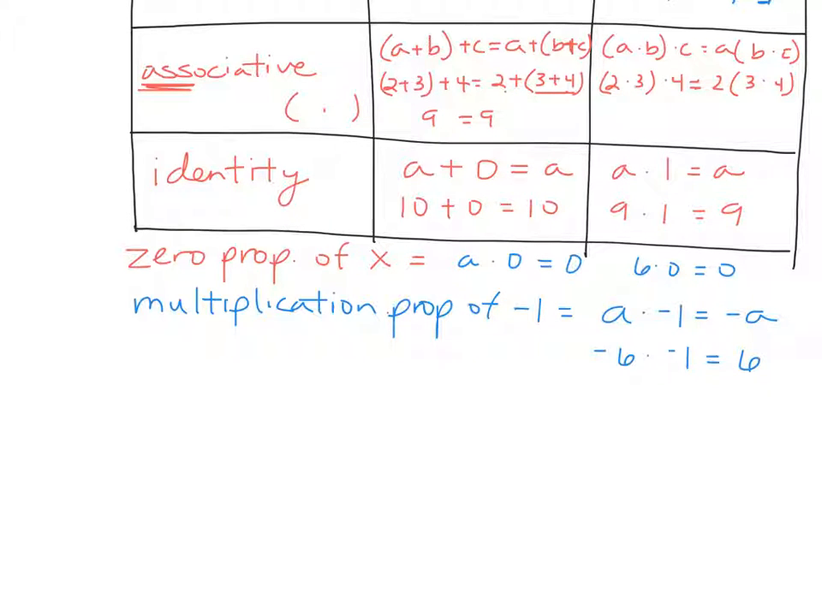Okay? So that's the multiplication property of -1. If you multiply by -1, you always get the opposite. If you started positive, it becomes negative. If you started negative, it becomes positive. Okay?